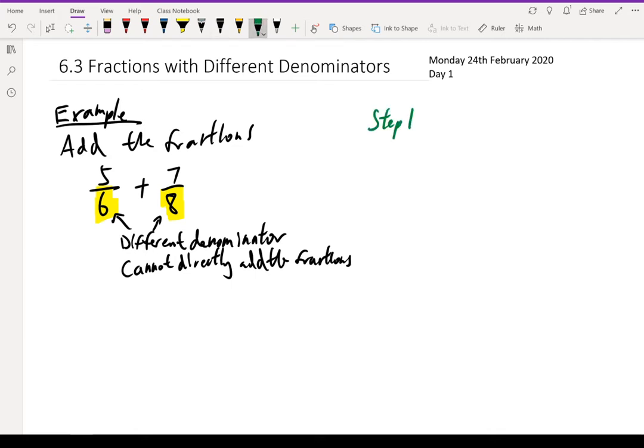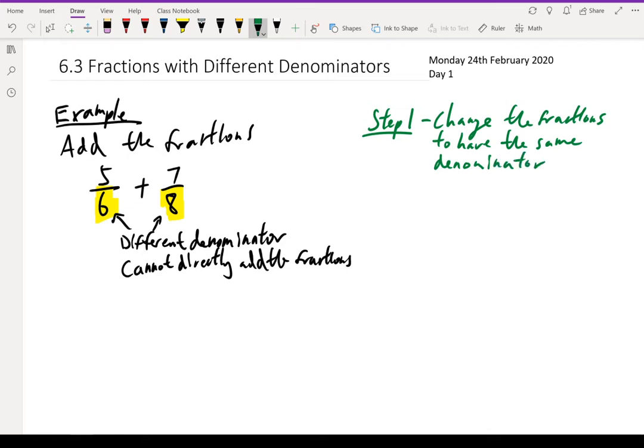And so what we have to do, in step 1, to add the fractions, is change the fractions to have the same denominator. And it is exactly the same as ordering and comparing fractions. Same as comparing, ordering fractions. Okay, it's the exact same step as that.